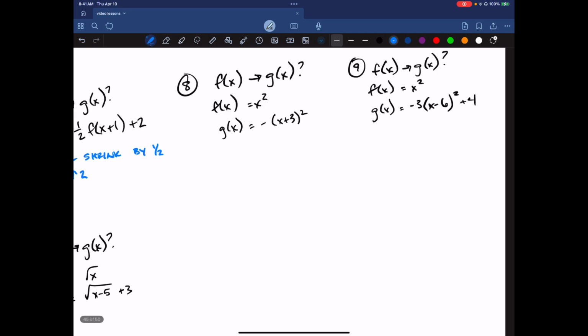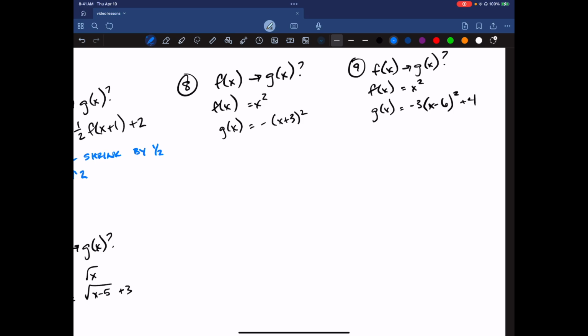All right, on number 8, they tell you what f of x is instead of just saying, oh, this is how it applies. You're supposed to read f of x as the parent function, and then g of x is how you changed it. So on 8, it says f of x is x squared, so I know what I'm working with. I know where I'm starting. g of x is negative (x plus 3) all squared.